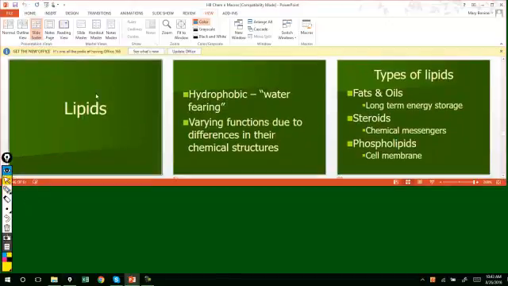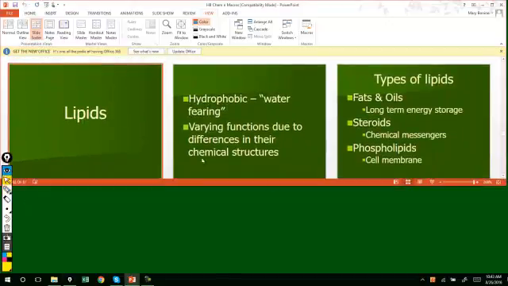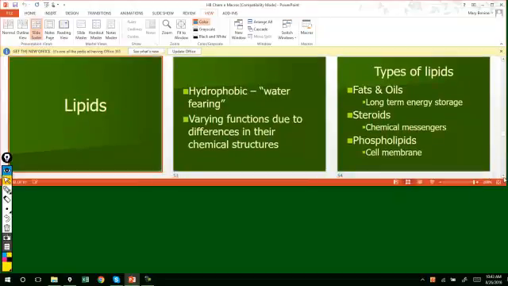Now we're going to move on and talk about the lipids just a little bit. Lipids are different than the carbohydrates in almost every possible way. They do not have a consistent formula. They are hydrophobic, and they have a lot of different functions related to the very different structures that make them up. There's three big types of lipids: the fats and oils, which we're most familiar with, the steroids, which act as chemical messengers within the body, and phospholipids, which are part of our cell membranes.